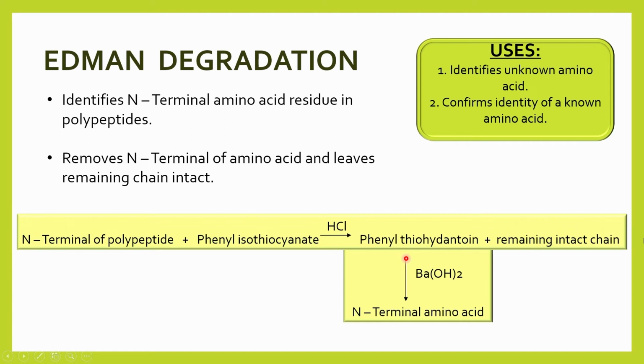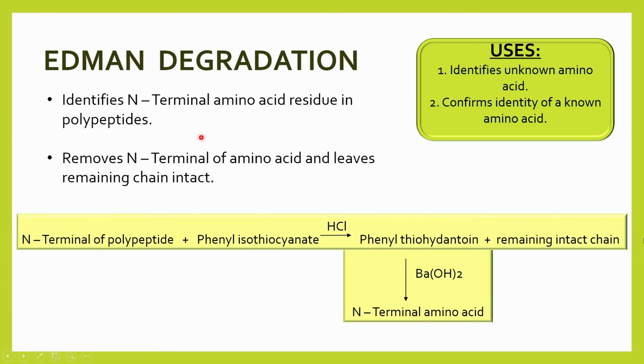Now we have to keep in mind that the first or the last amino acid of a polypeptide chain has been cut out of the entire chain, leaving the remaining chain intact. When the first, or we can say the last, amino acid was taken out in the form of phenylthiohydantoin, it can be processed with the help of Ba(OH)2 to make an N-terminal amino acid, and we can actually conclude which amino acid was present, because in the initial case we took that we had a polypeptide chain with unknown amino acids.